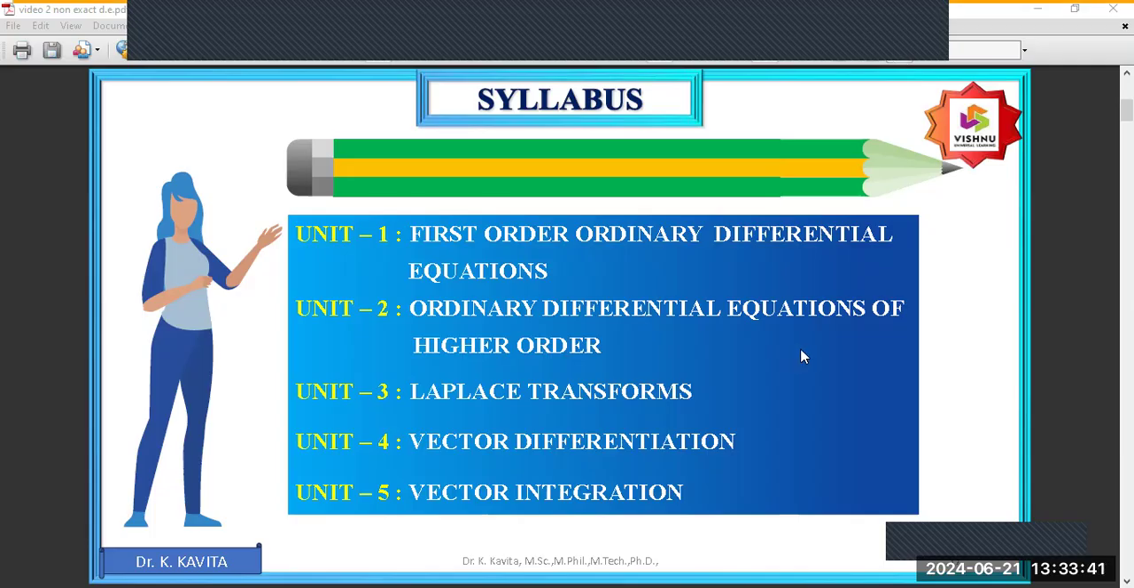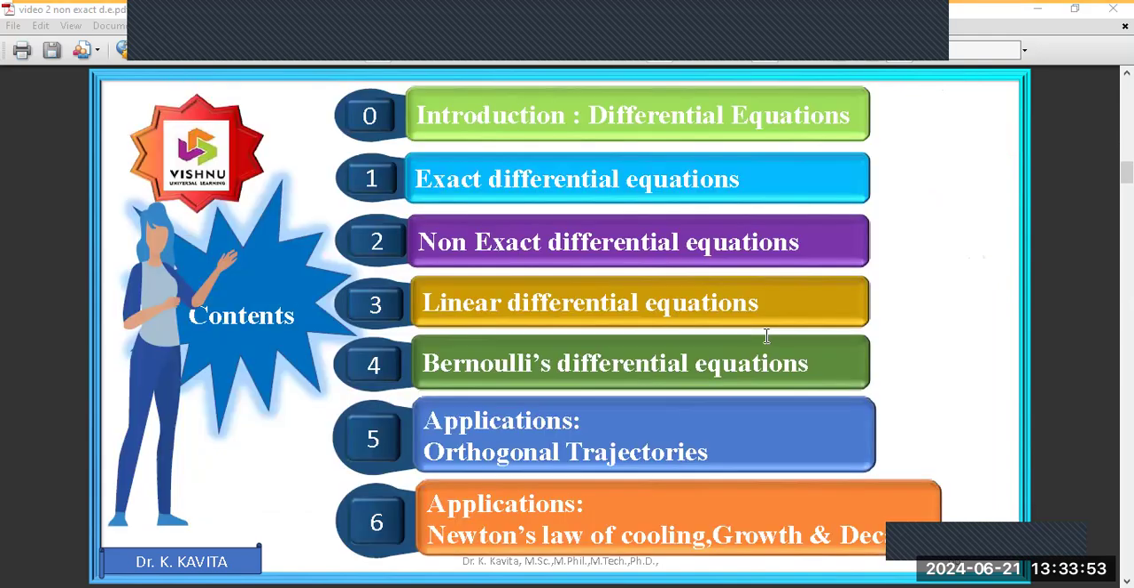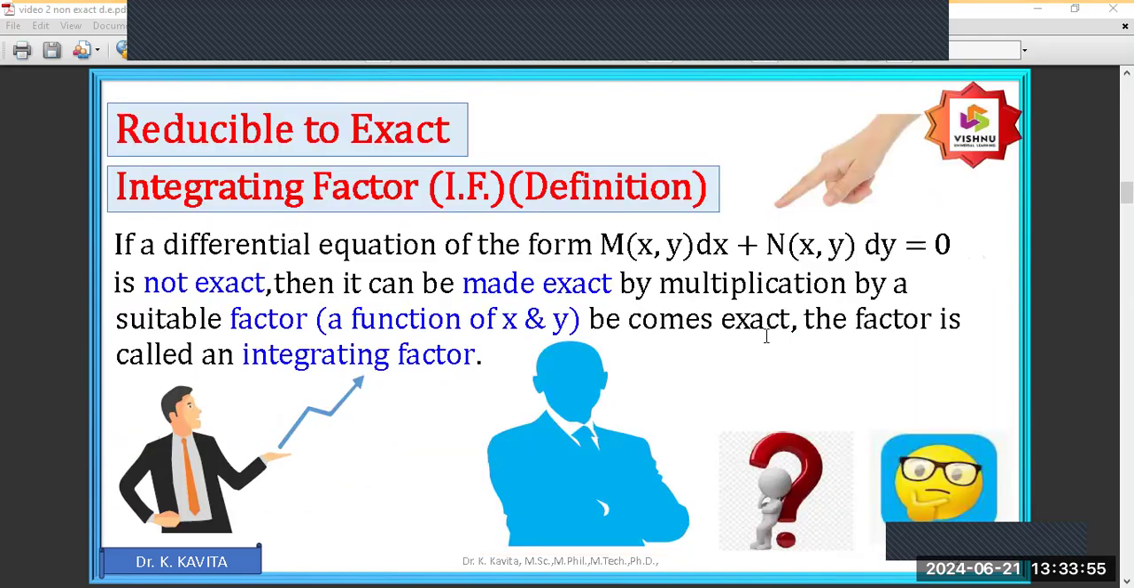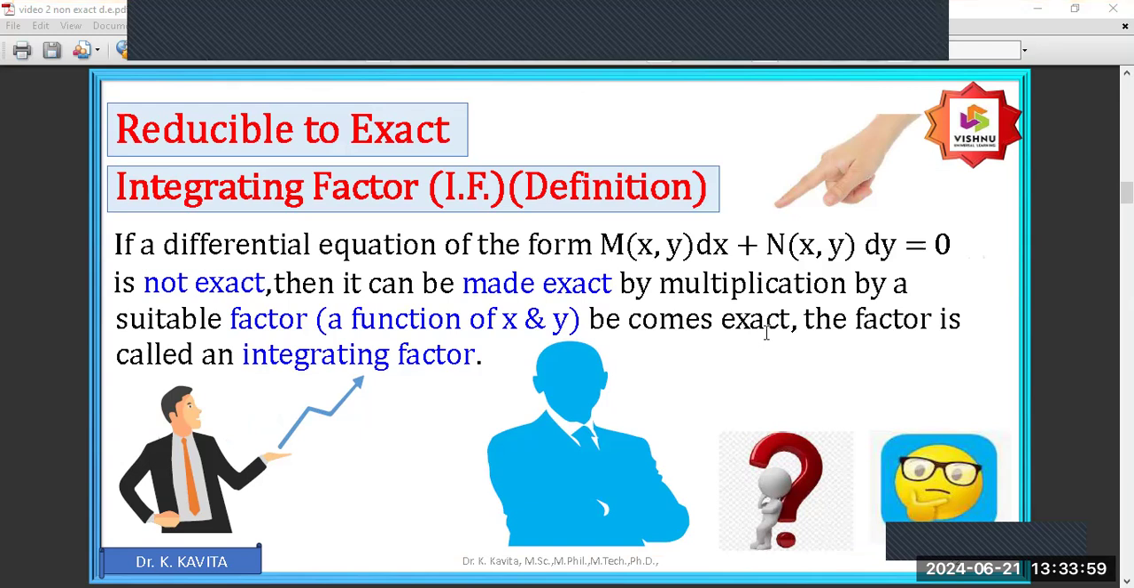Hello everyone. In this video, we are going to discuss Unit 1, first order differential equations. In that, we will cover equations reducible to exact differential equations. Let me explain one by one.